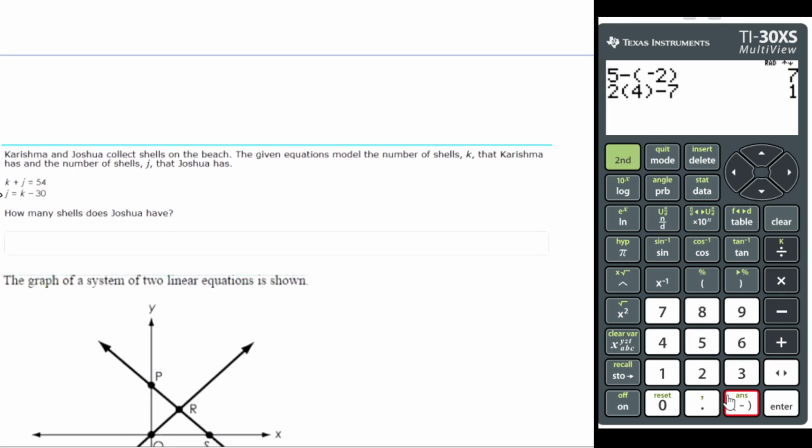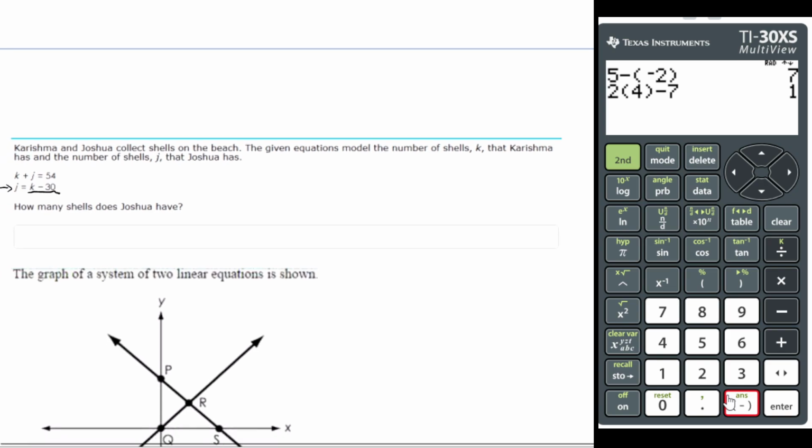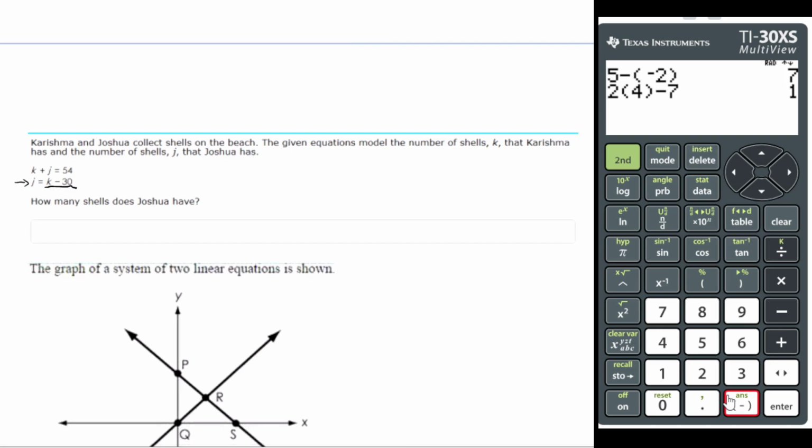We know what j is. Is it a simple number like y was in the last problem? No. But we know what j is. J is equal to k minus 30. So we're going to take this and we're going to substitute it in for j in the original equation. So k plus k minus 30 equals 54. We rewrite without our parentheses, and now we go into equation solving.